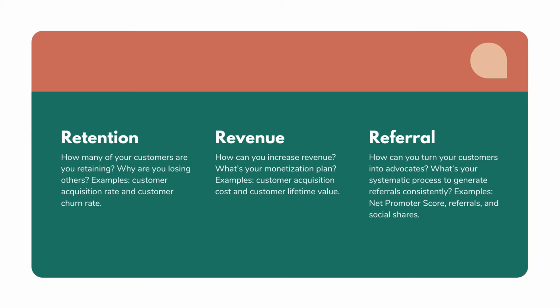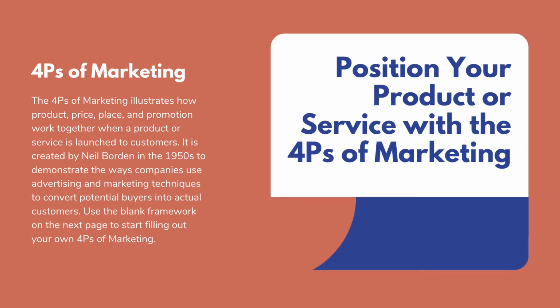Now we're going to look at marketing, because people don't understand that marketing goes hand in hand with sales. Without marketing, there's no sales. Marketing is telling people about your business so that they can buy, right? So in marketing, you learn that there are 4 P's of marketing. So let's look at the 4 P's of marketing. They illustrate how product, price, place, and promotion work together.